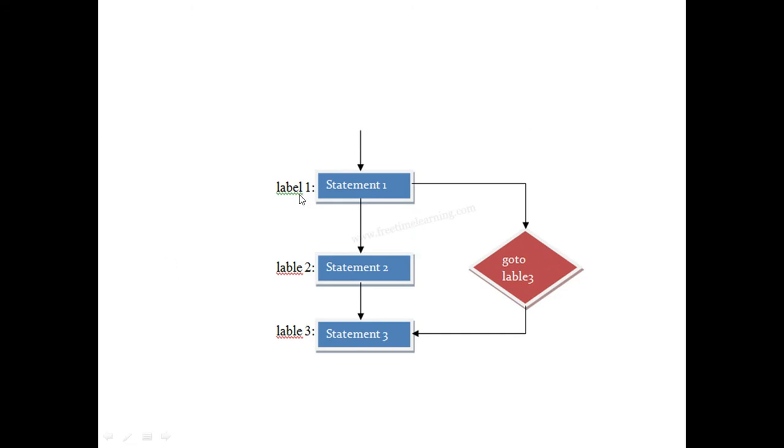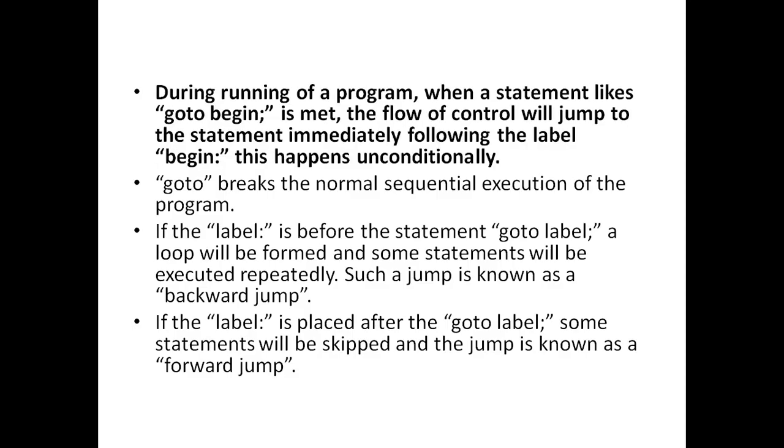If the value of label is 1, statement 1 is executed and then control is passed to execute statement 3. And if the value of label is 2, statement 2 is executed and then control is passed to execute statement 3. So if the label is 1, statement 2 is skipped and control is passed to execute statement 3. While executing a program, when a statement like goto begin is met, the flow of control will jump to the statement immediately following the label begin.